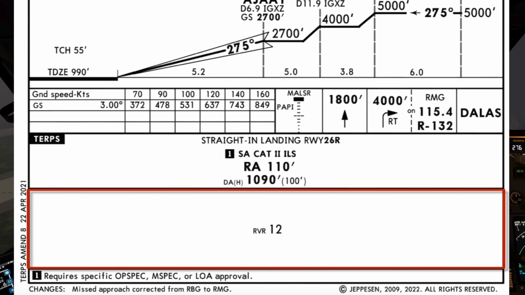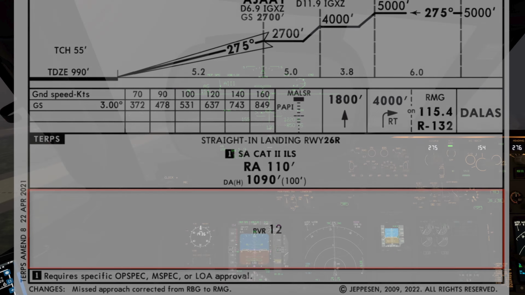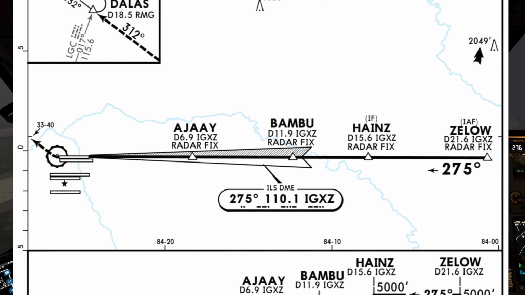The runway visual range required also drops from the standard ILS RVR of 1,800 feet down to the CAT II's 1,200 feet. We'll join the approach at ZELLO.